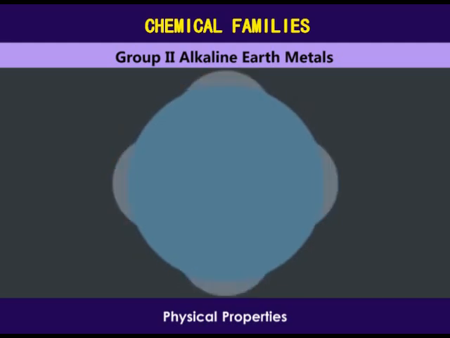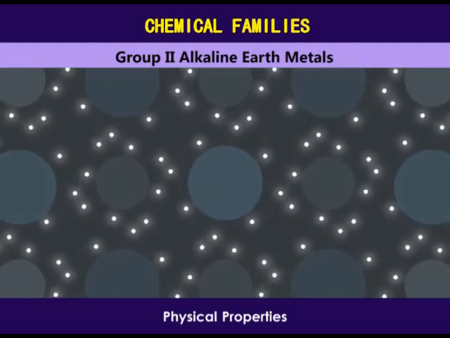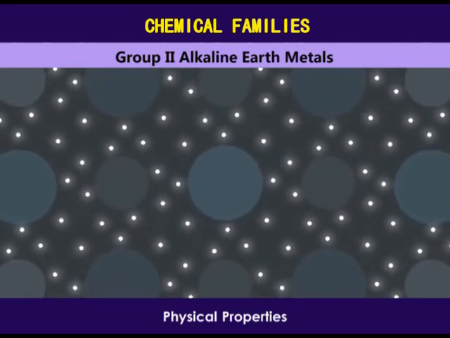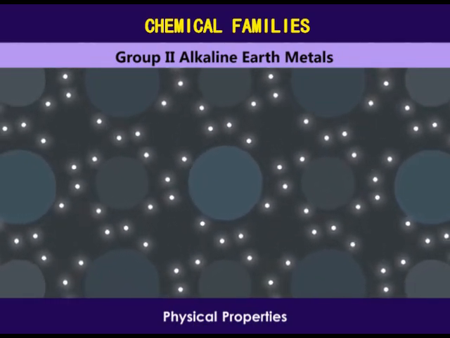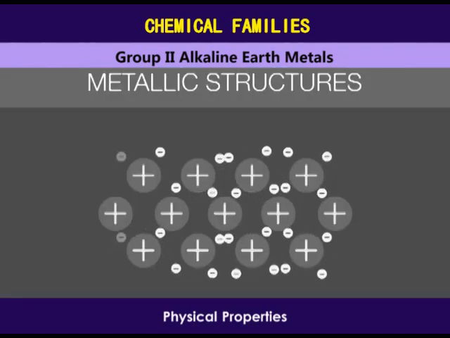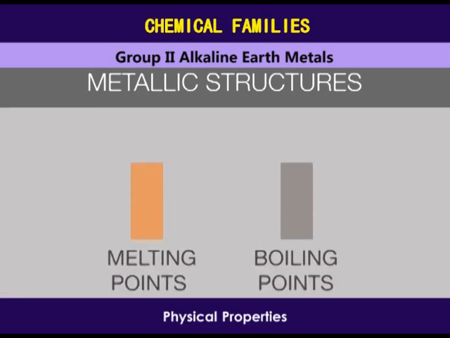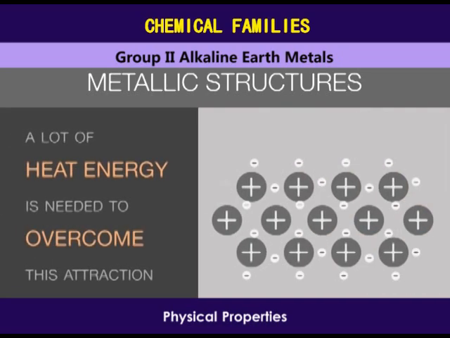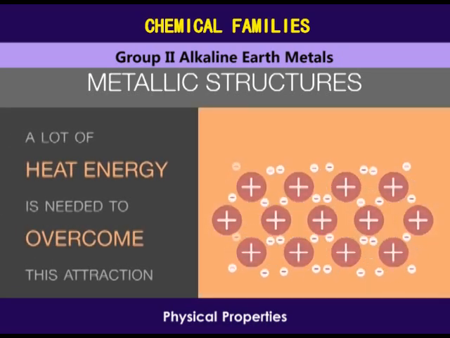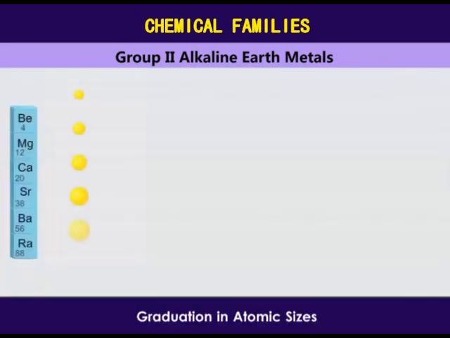But because the alkaline earth metal atoms each contribute 2 electrons to the delocalized region, they are better conductors than the alkali metals whose atoms contribute 1 electron each. The metallic structure also explains why they have very high melting points. The atomic radius increases down the group due to additional energy levels.